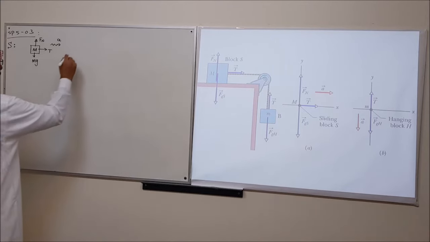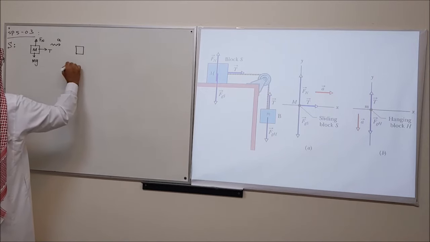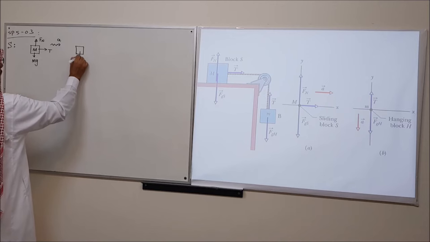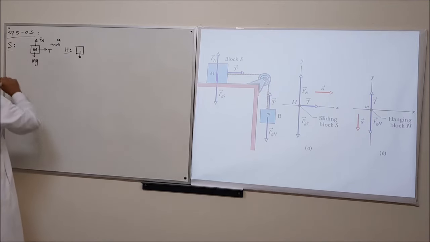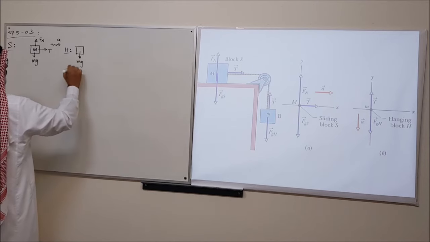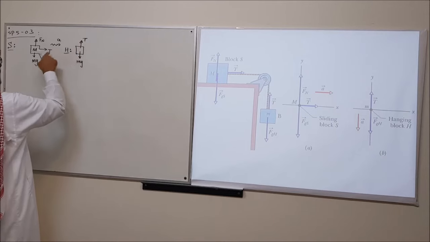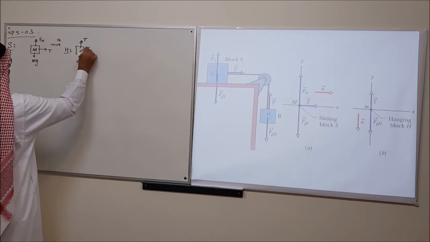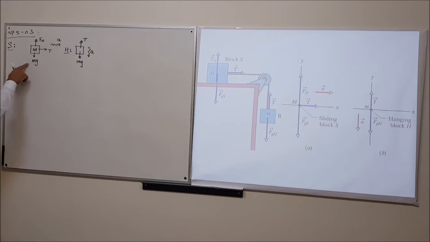For the hanging block, this is the hanging block, this is the sliding. Its mass is small m, so the gravitational force is small mg. There is the tension T due to the same cord, and it is accelerating downward. Let's start with this one.